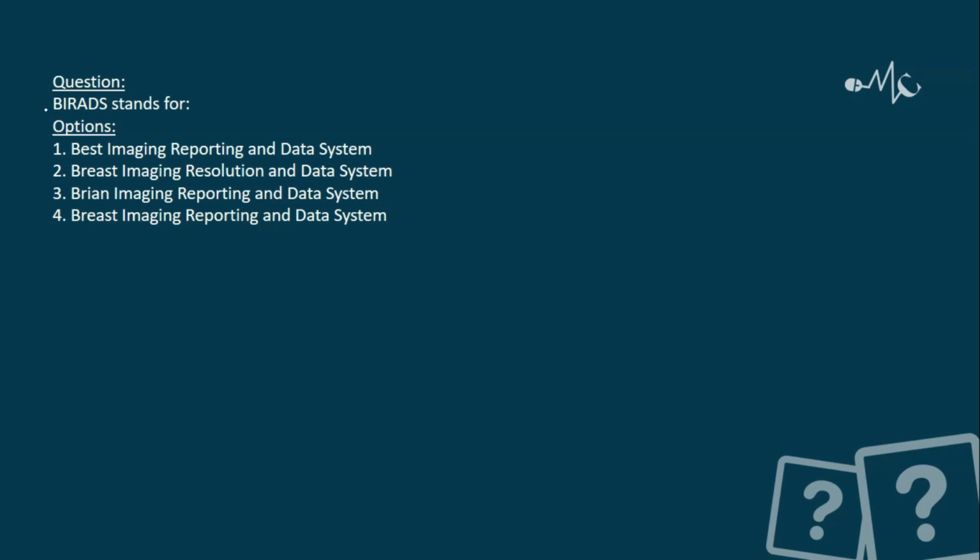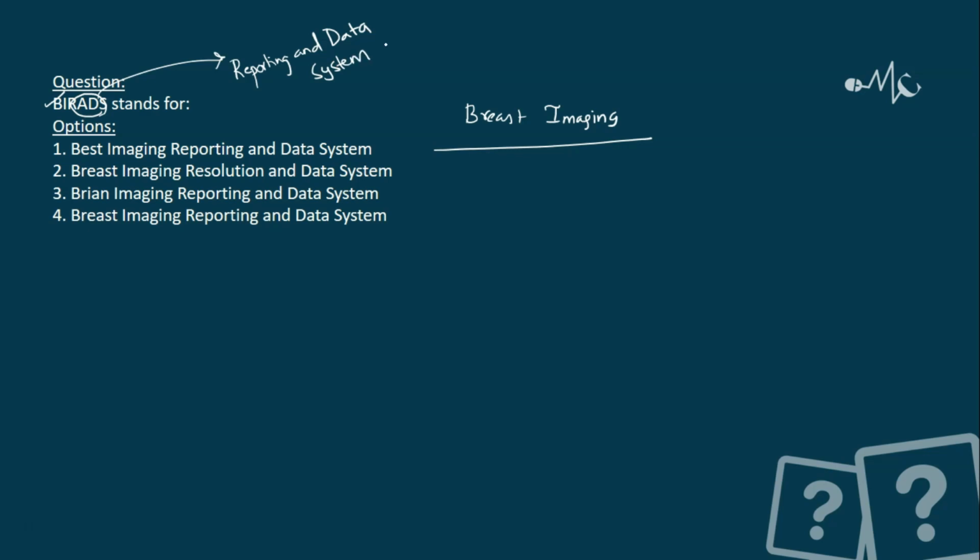The question here is what BIRADS stands for. This is breast imaging, common breast imaging. Apart from that, RADS itself is a radiological term wherein we have reporting and data system. What is the other famous reporting data system which we see nowadays?